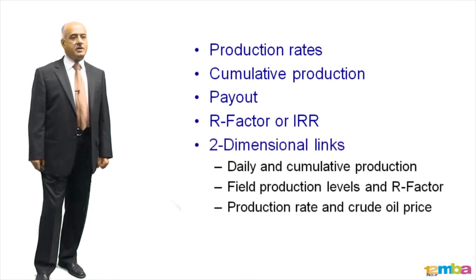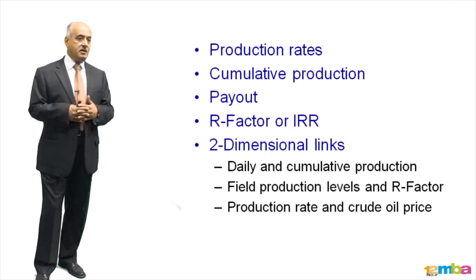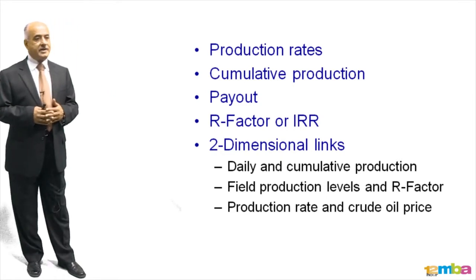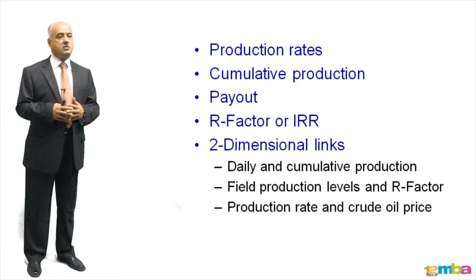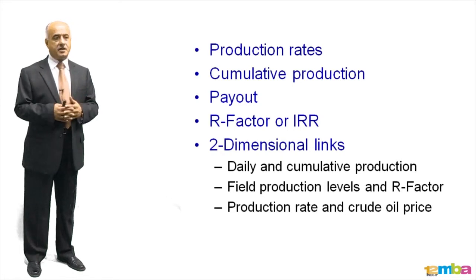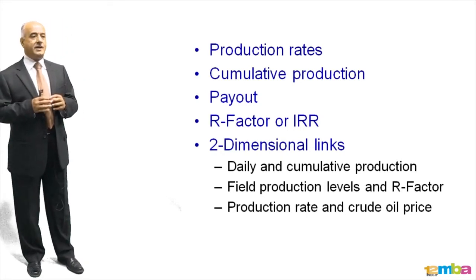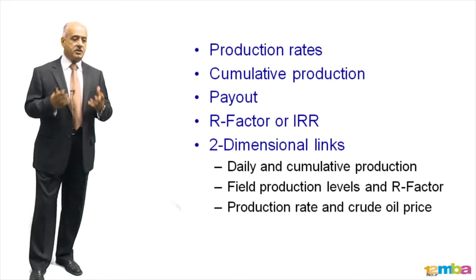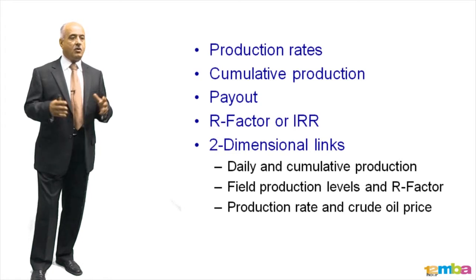Or we can have a two-dimensional link, like I showed you for the royalty and the taxation. We can link it to daily and cumulative production. We can link it to the field production levels and the R factor simultaneously, or we can link it to the production rate and the crude oil price. So we can have dimensional links, but the best is obviously to link it to the profitability of the contractor, because that profitability is inclusive of everything. It's the production cost, the production forecast, and the price of oil. All variables are accounting for the profitability.